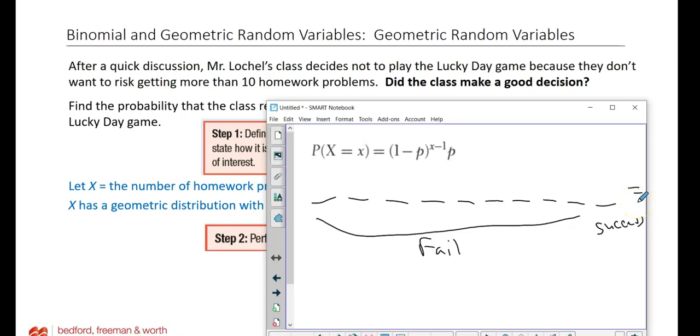So without using the formula, what's the probability of failing each time? You're going to multiply all these numbers, by the way. So failing would be 6/7. Most of the time you're going to fail. 6/7, 6/7.